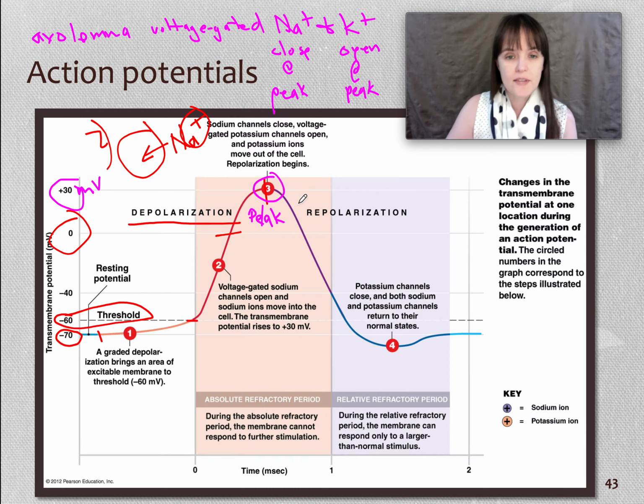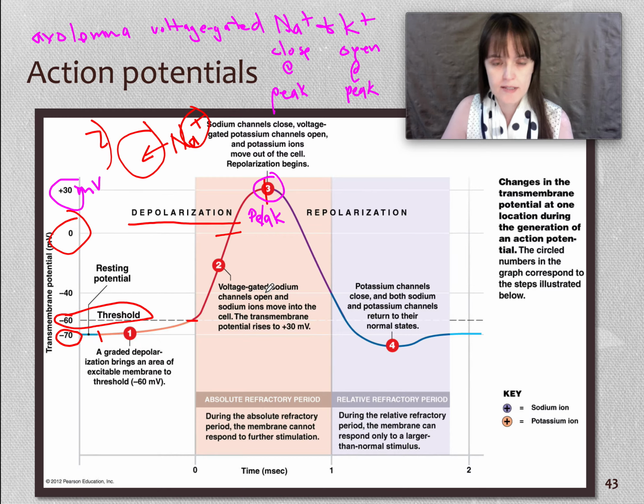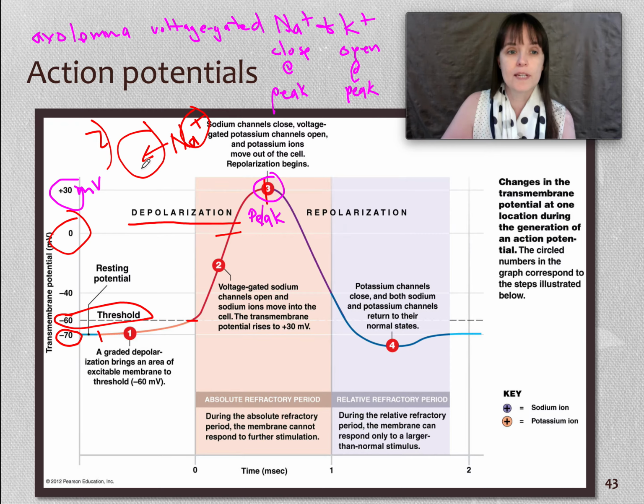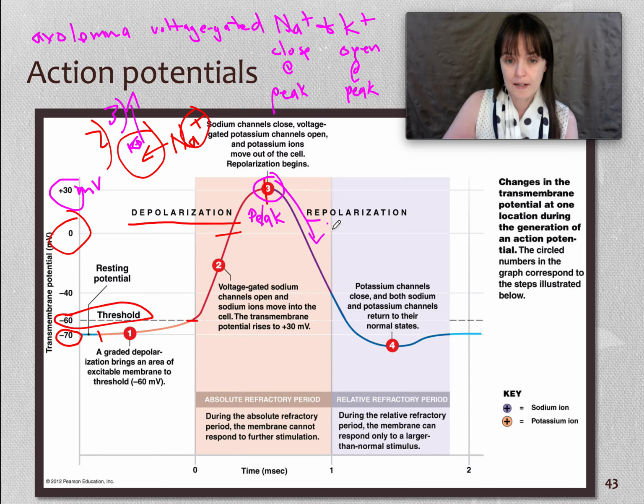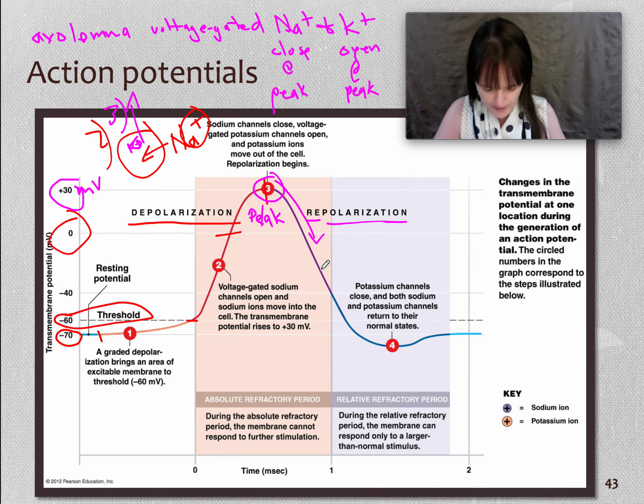So now we're no longer depolarizing, because we no longer have sodium ions rushing into the cell, but we do have potassium ions. And which way do potassium ions go? Potassium ions rush out of the cell, and they are also positive ions. So when the positive ions leave, we get repolarization, where we go back down. It gets more negative. Okay.